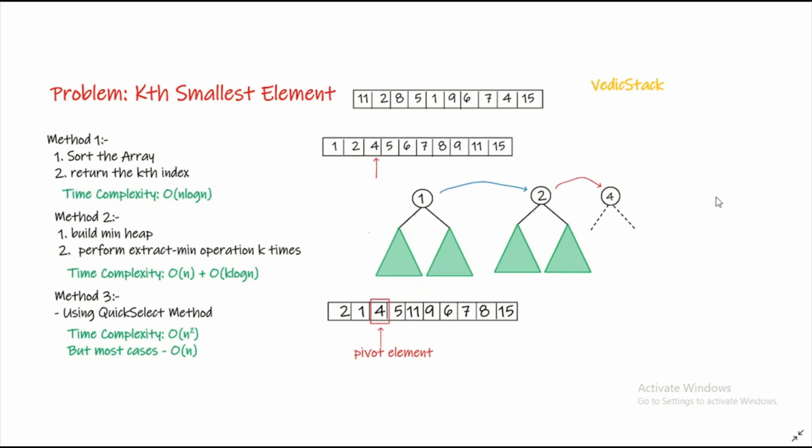There are various methods available to solve the problem. I have taken 3 popular methods. Method 1 is very simple. We need to sort the array, and once the array is sorted, we can return the kth index, and that is going to be the kth smallest element.